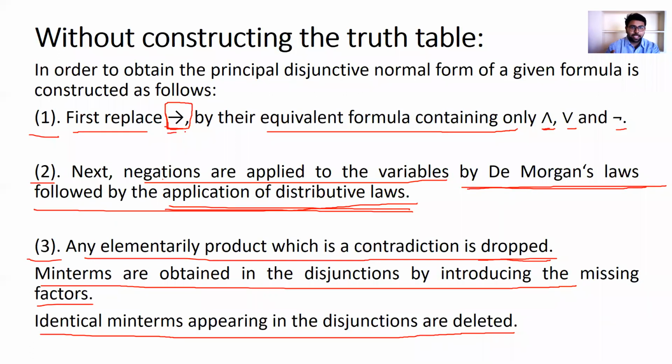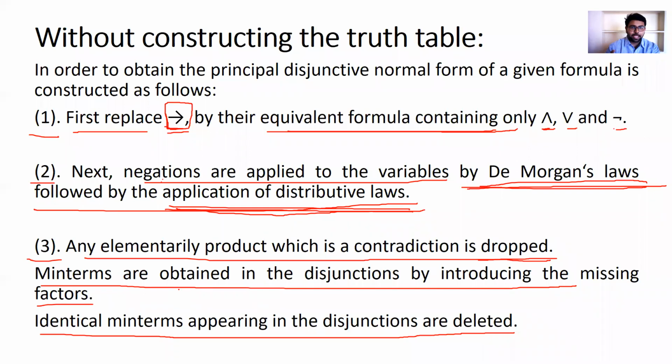First, for the implies, we are going to replace them with an equivalent using and, or, negation. In the second step, if it is necessary, we are going to apply the negations, De Morgan's law, and the distributive law. Next, third step, any elementary product which is a contradiction, we are going to drop. And next, minimum terms are obtained in the disjunction by introducing the missing factors.